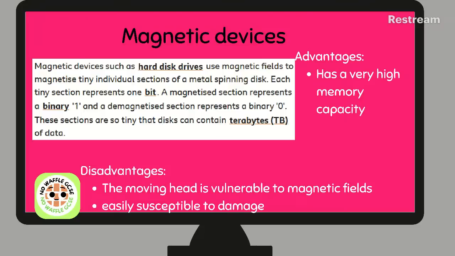Now, it has advantages and disadvantages that you do need to be aware of. So, advantages: it has a very high memory capacity. But disadvantages are that the moving head is vulnerable to magnetic fields, i.e., it can easily get damaged, and on top of that, it's easily susceptible to any physical damage as well, apart from magnetic fields.